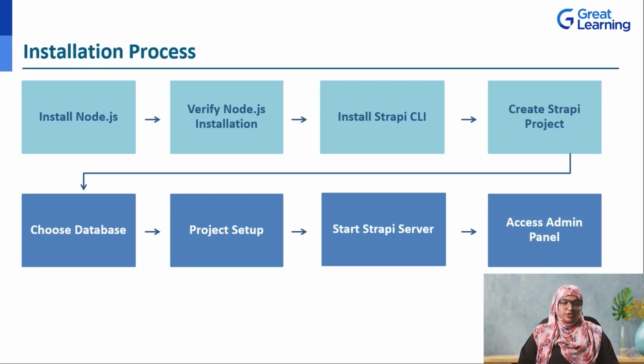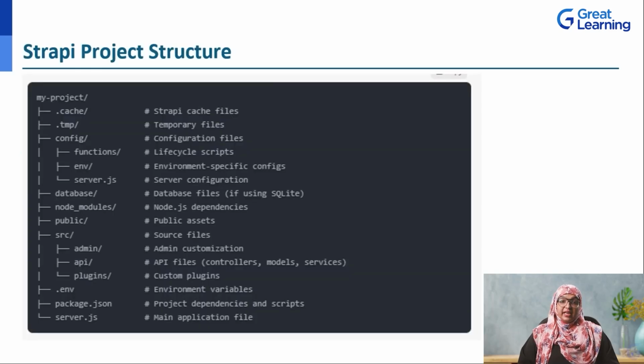So this is a process which will help us in guiding through the installation process, right? After we have created the project structure, this is how the project structure would look like. My project is the name of the project, and then you can see that you have your cache, Strapi cache files, temporary files, and then you have your config wherein you have all your configuration files being added there, and then database files if using SQLite, all these things are there.